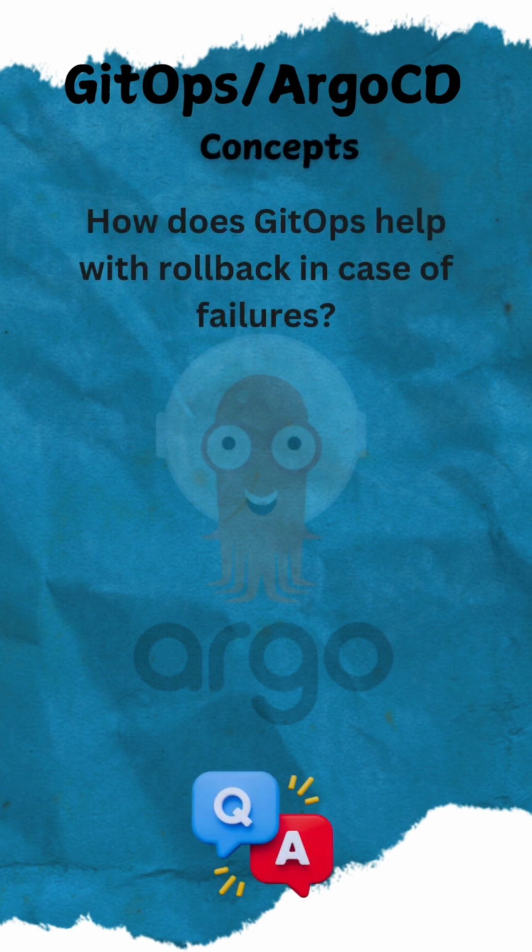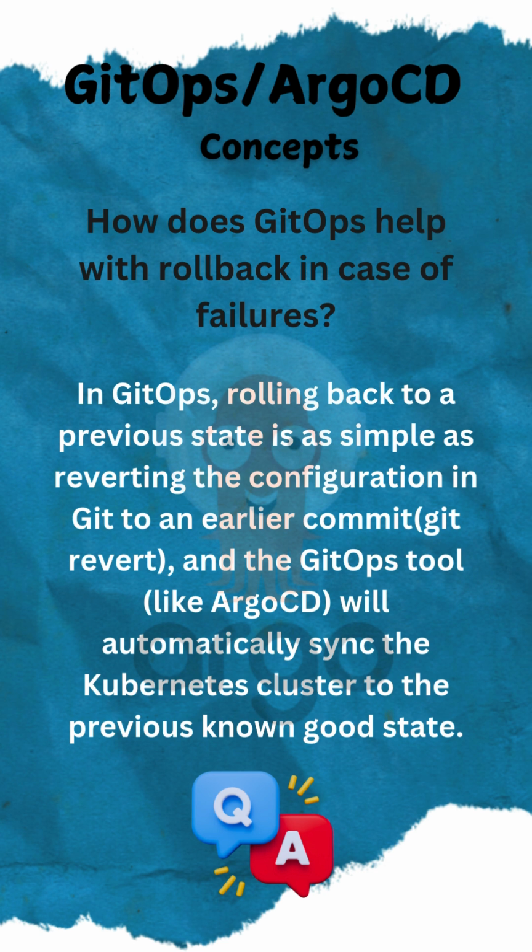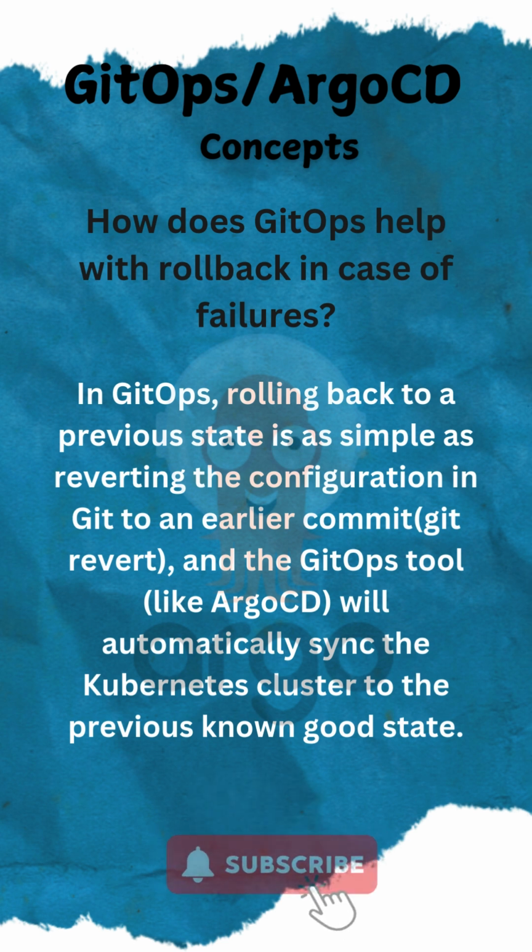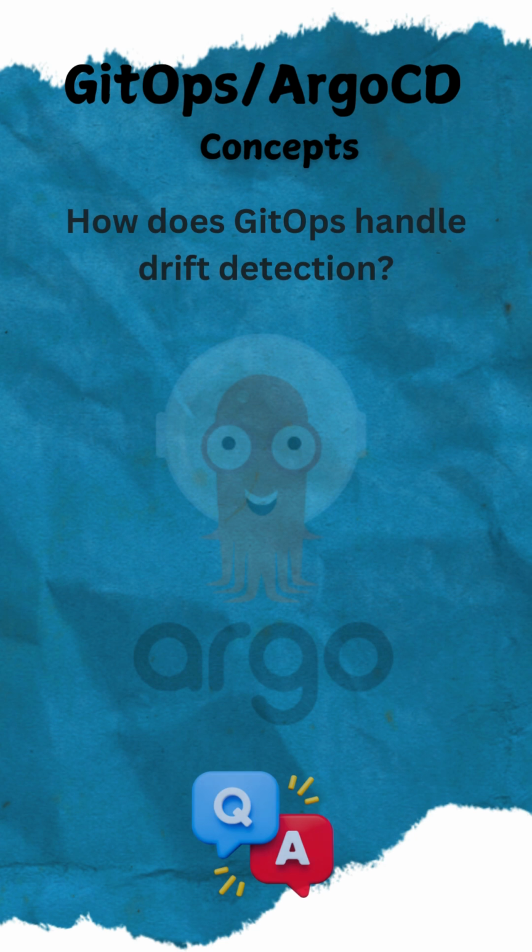How does GitOps help with rollback in case of failures? In GitOps, rolling back to a previous state is as simple as reverting the configuration in Git to an earlier commit, git revert, and the GitOps tool, like ArgoCD, will automatically sync the Kubernetes cluster to the previous known good state. How does GitOps handle drift detection?